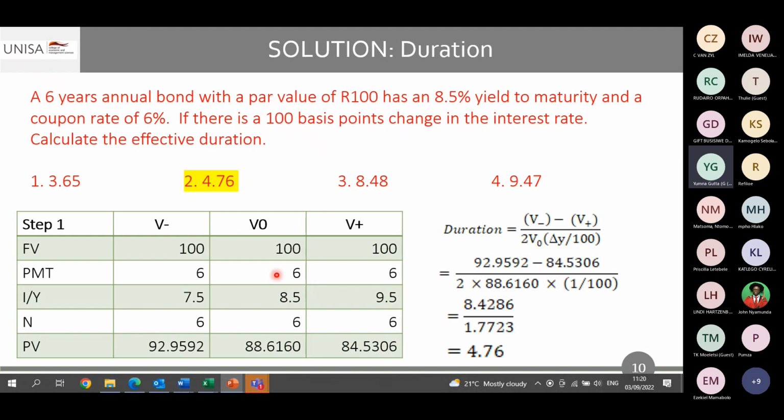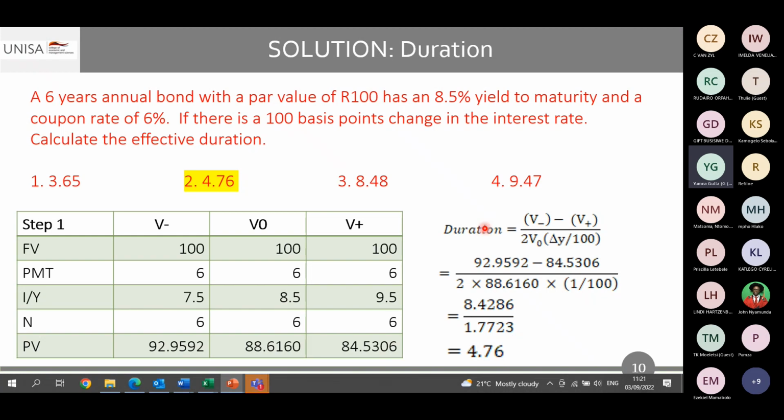It's an annual bond. Our years remain the same. It's a 6-year annual bond. On our calculator, we compute the present value. Once you've computed your present value, we take these values and substitute them into our duration formula: V minus less V plus over 2 times V0 times 1%, which is 1 divided by 100. And then you get your answer, which is 4.76.